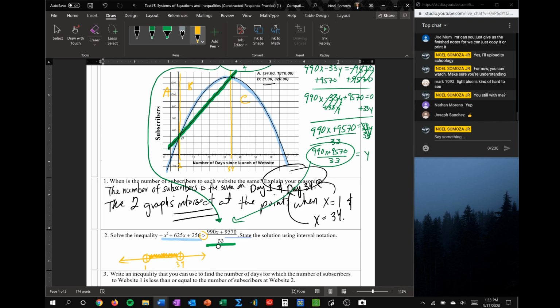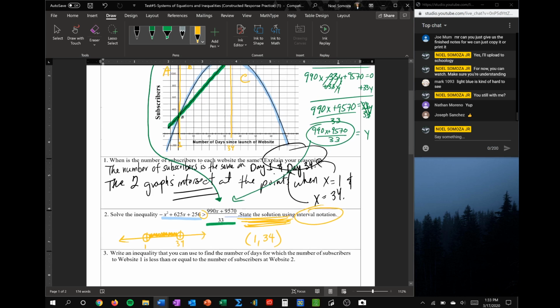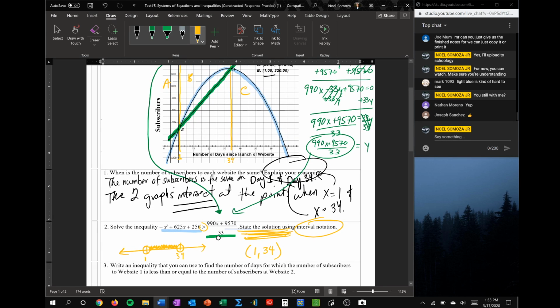Okay. So as part of your interval, it's telling you now to state the solution using interval notation. Don't just give me the graph of the number line. I want the notation too. So in this case, because it's an open circle, that's a parenthesis 1, comma 34. All right. So number 2, pretty easy. Just like what you did on your quiz.